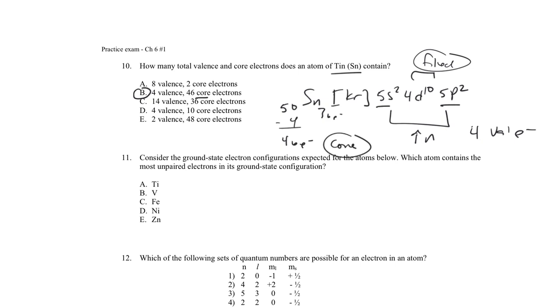The idea is the outermost valence electrons interact with each other in bonding. So identifying the valence electrons is useful when we start thinking about chemical bonding, which will be a topic we get into in the next couple chapters.